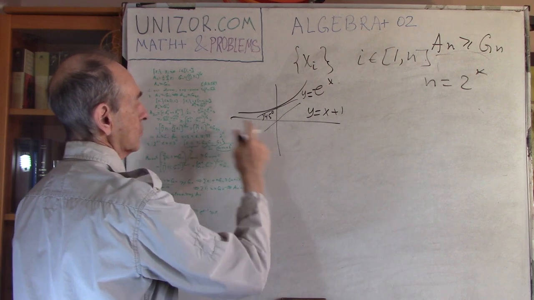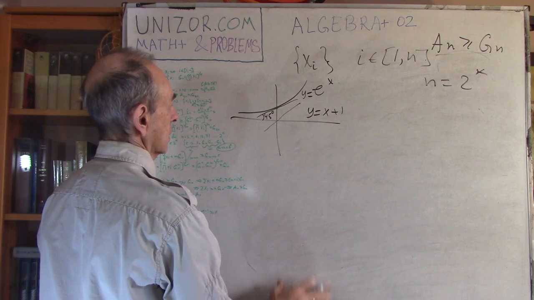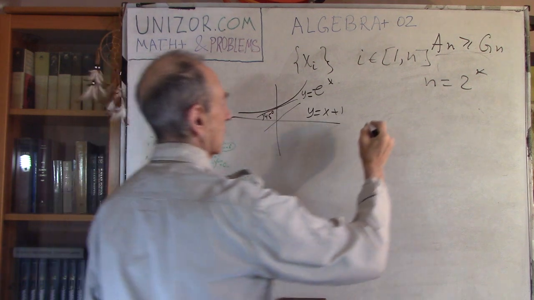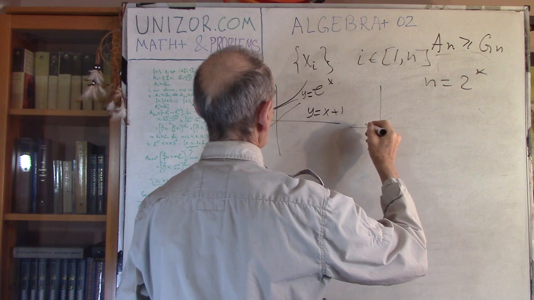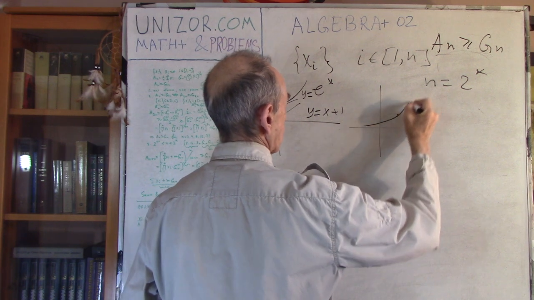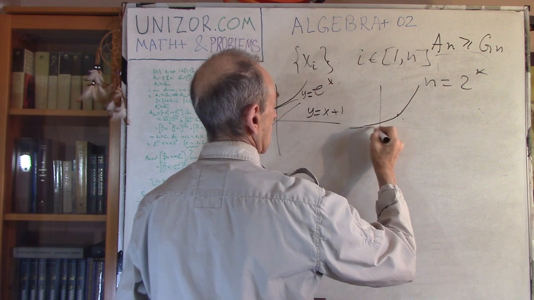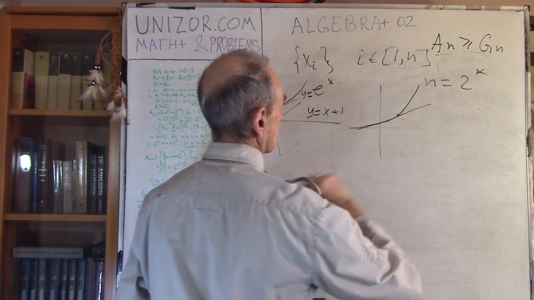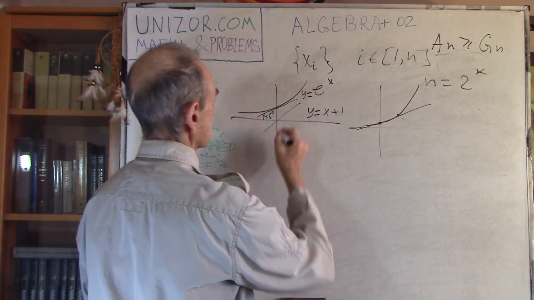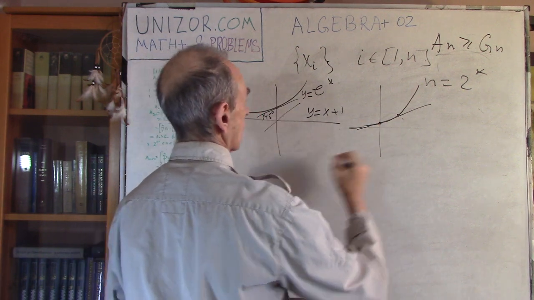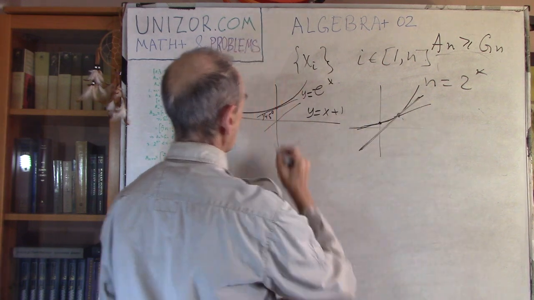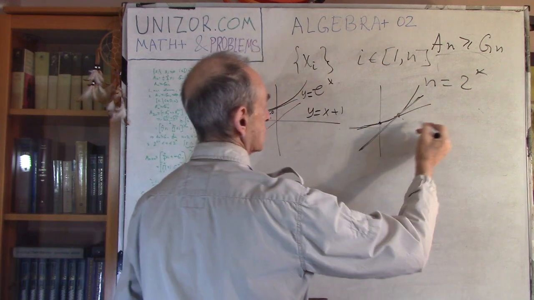So if I will shift all the graphs to the right, instead of this point, I will have this point, and the tangential line would be at point x equal to 1, 1. Here, 1, 1. That's the tangential point. Here is 0, 1, we shift to the right.